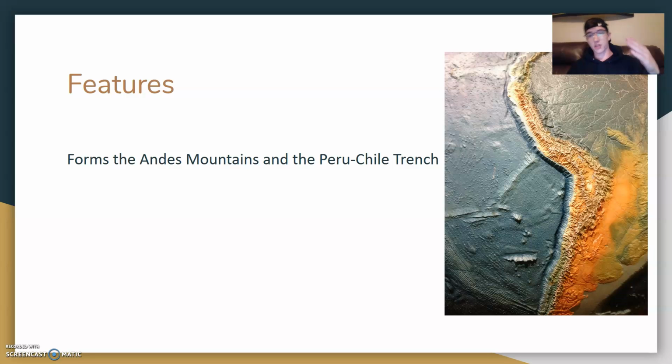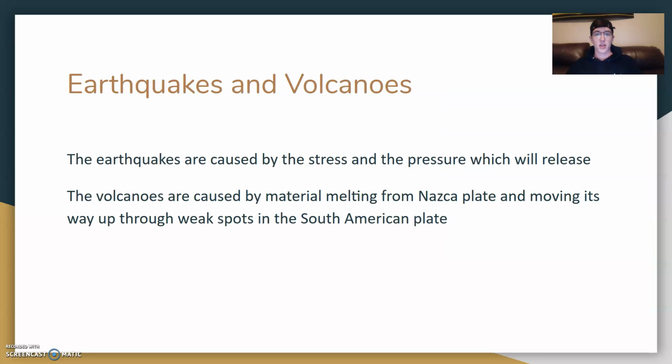Because of that subduction, it's also going to cause uplift, which creates the Andes Mountains on the South American plate. And because of this movement, we're also going to have earthquakes and volcanoes on this border. The earthquakes are caused by the stress and the pressure. These two plates are moving at each other, and eventually it's going to pop. It's going to release that pressure, and that's what causes those earthquakes.